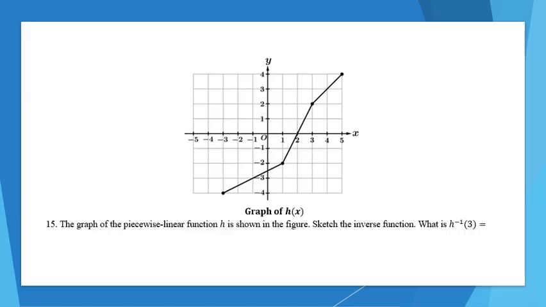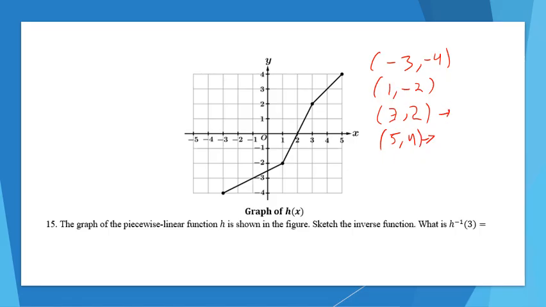15, the graph of the piecewise function is shown in the figure. Sketch the inverse function, and then what is the inverse of 3? So sketching our inverse function, what we want to do is take note of all of our points. So we have negative 3 comma negative 4. You got 1 comma negative 2. You got 3 comma 2. And then you got 5 comma 4.